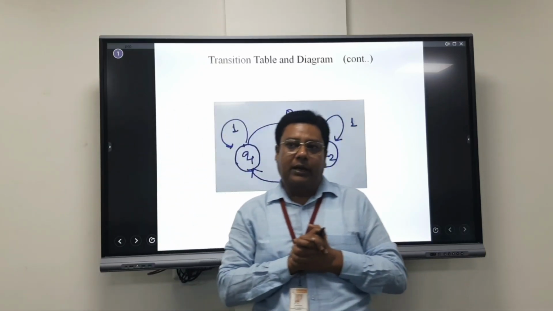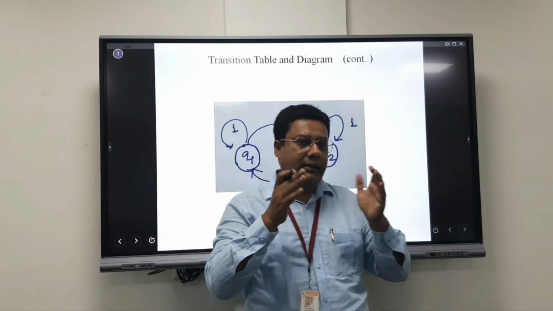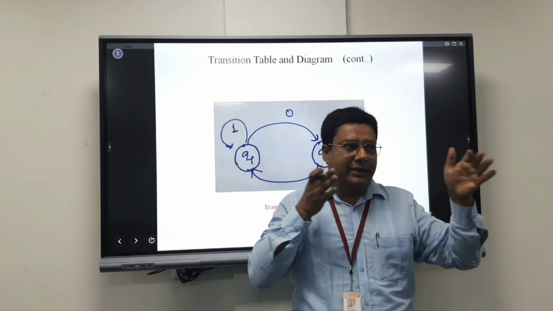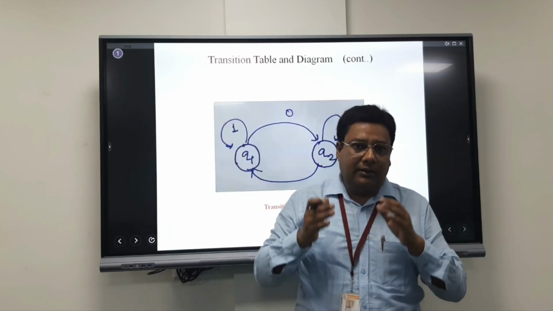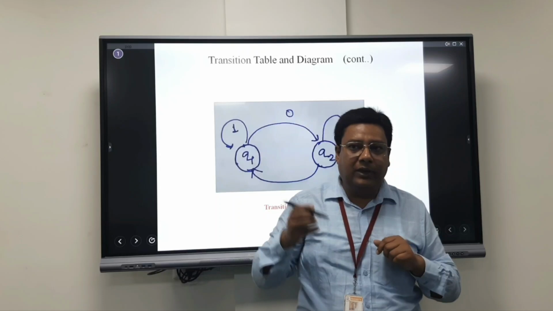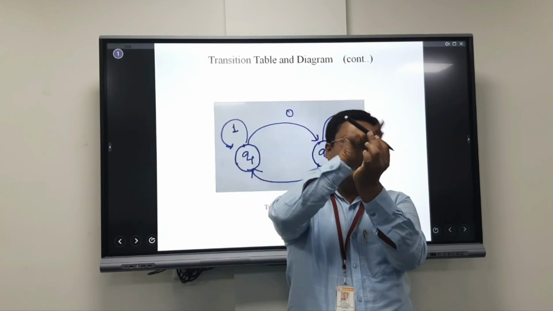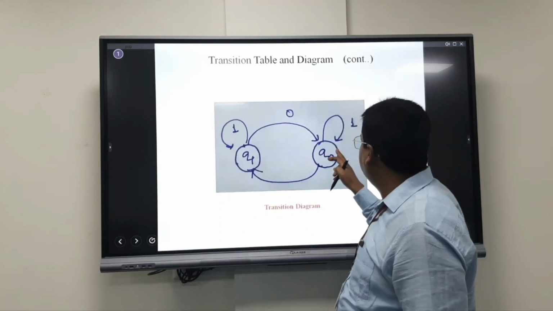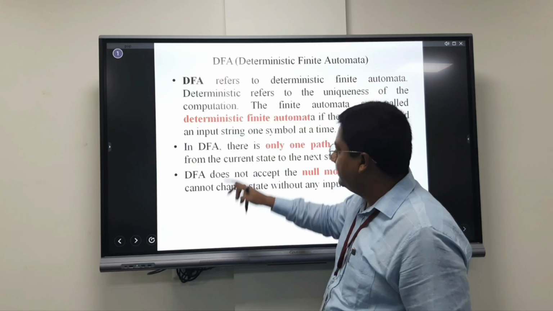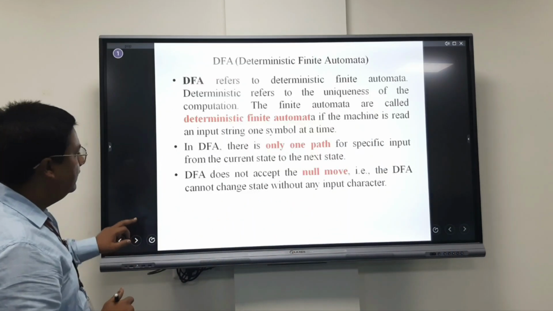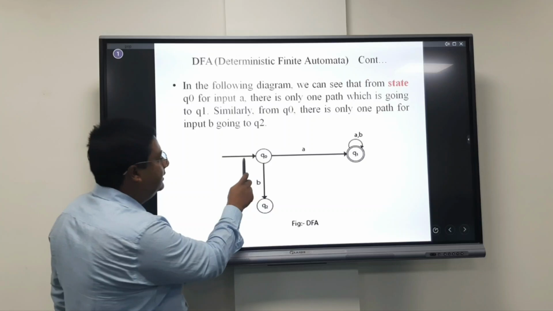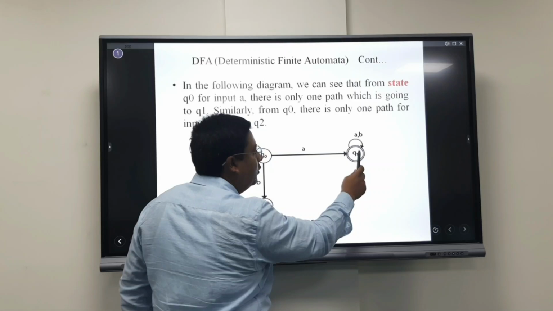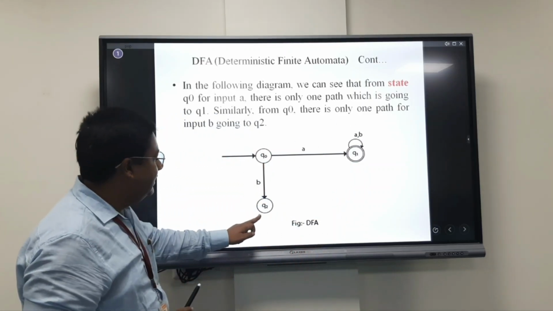One more thing I want to tell you: in the deterministic automata or any automata, we need at least two states. One is the initial state and the second one is the final state. Whenever we are writing any state as the initial state, we give an arrow sign to that state. Suppose Q0 is the initial state, so the arrow sign must be given here. This arrow indicates that Q0 is the initial state, and the double circle indicates that Q1 is a final state. Other states are simple states.